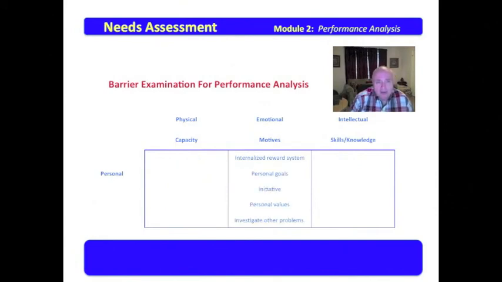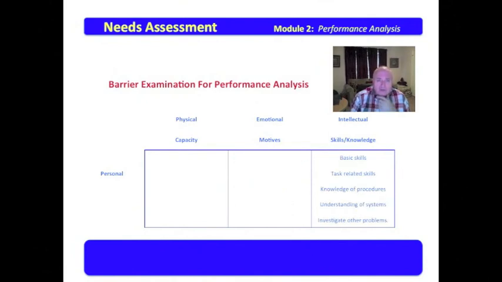Under emotional, we get to thinking about such things as the reward system. Is that reward system internalized? What are their personal goals? Do they have initiative? Their personal value system plays into this. And sometimes with this, you may need to investigate other issues. I've seen many a good employee who has been a very solid employee suddenly flake out, only to discover that they have something going on at home, and you just need a little patience with them.